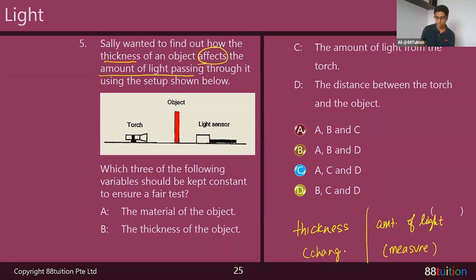You change, okay, you have a thin book, then a medium thick book, and then a very thick book, and then you see how the light is blocked. So you measure. Because you measure, remember what's the name given to this? This is the independent variable. This is the dependent variable, because the amount of light will depend on the thickness. So you have, see the star here? One you measure, one you change, the others keep constant all the time. Fair experiment again. We've done this many, many times.